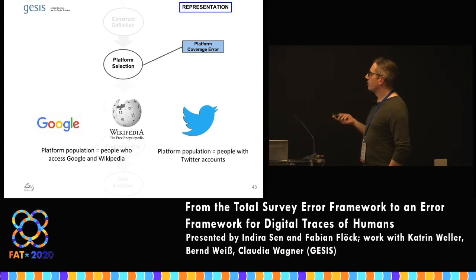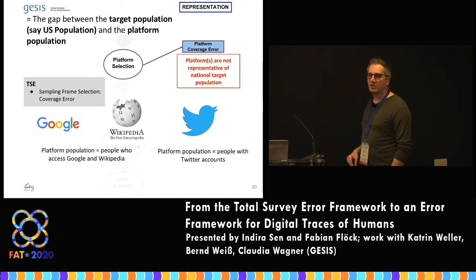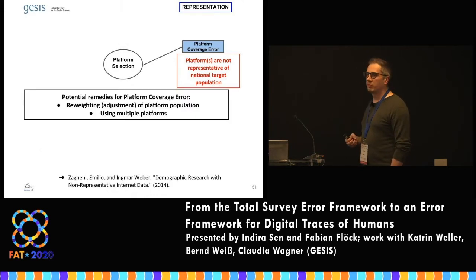So that is a typical coverage error. It's basically the gap between the target population and the thing that you get from the platform. That's a pretty straightforward one, and it's very, very similar to the coverage error if you select your sampling frame, let's say your census, and the misalignment between the target population and what you have here. Also very, very similar. Remedies: reweighting in a later step would be the thing, like you also do in non-probabilistic surveys. Or you think about using multiple platforms, actually.